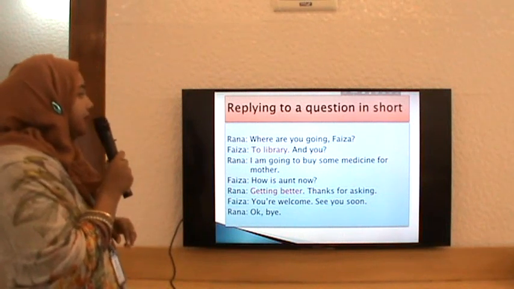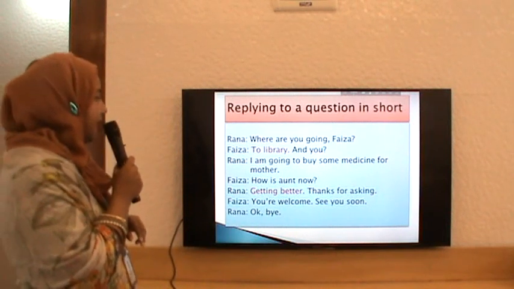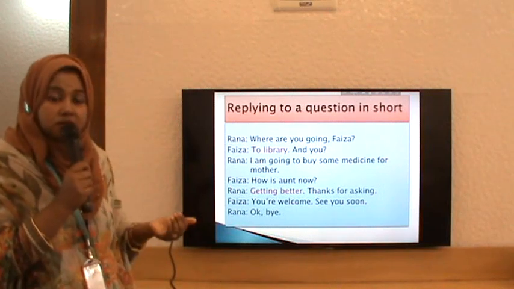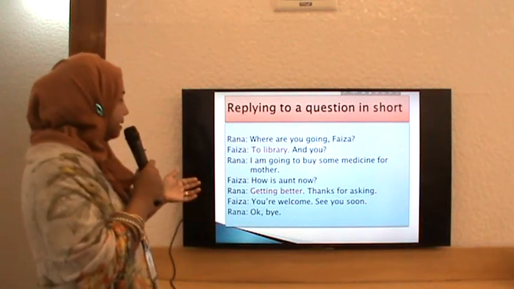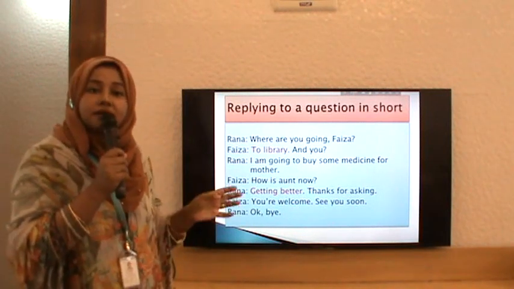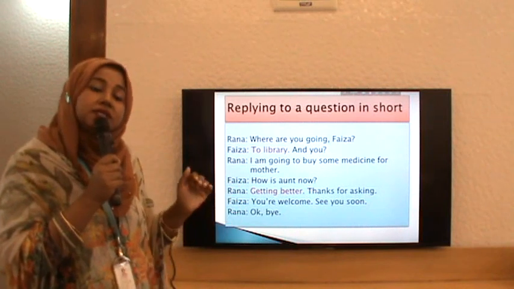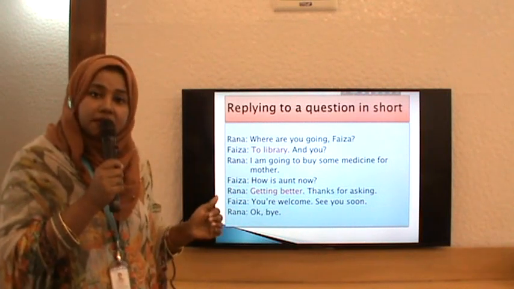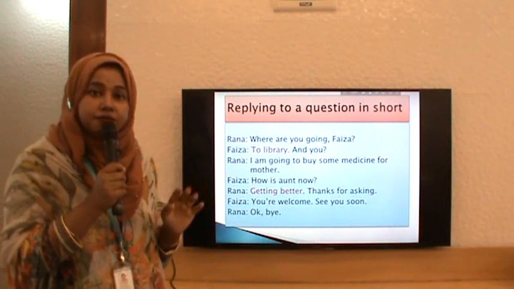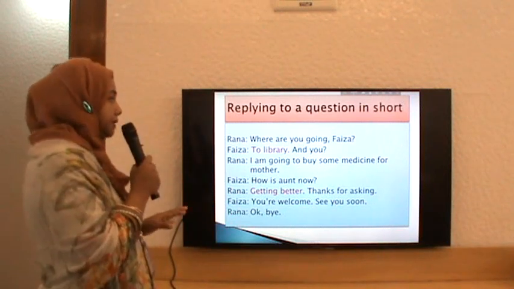Rana: I am going to buy some medicine for mother. Faiza asks, "How is aunt now?" So asking a question for getting information, I told you. And in the second, Rana said, "Getting better. Thanks for asking." So here Rana said, "Getting better." He could say that she is getting better. Instead he said getting better. That's enough to get information, full information.